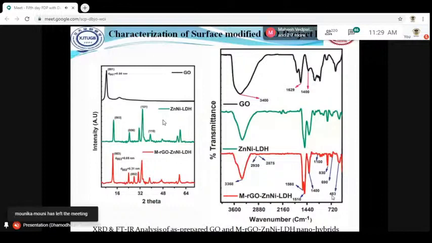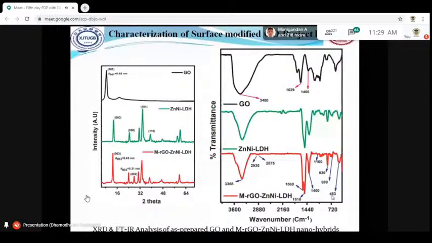But in the case of MRGO zinc nickel LDH, we have got the 002 plane for the reduced graphene oxide peak around 28 or 30 something, and the other zinc nickel LDH peaks have also been achieved. So we can conclude that our GO has been reduced, and the reduced graphene oxide surface has been successfully decorated with our zinc nickel LDH.